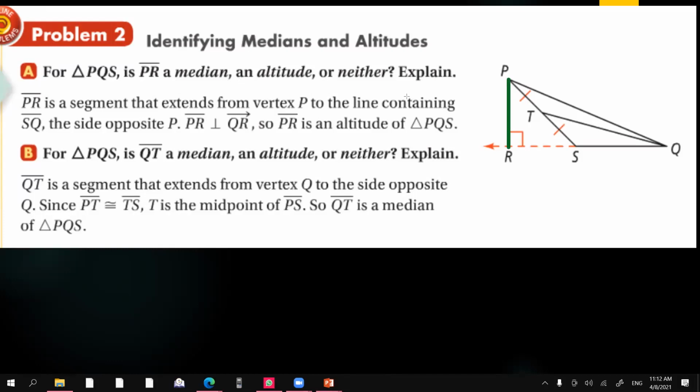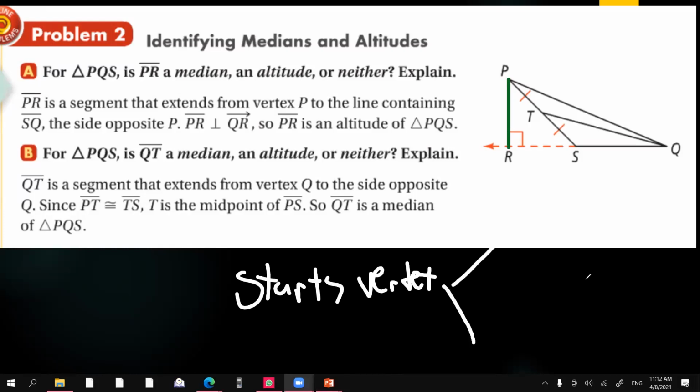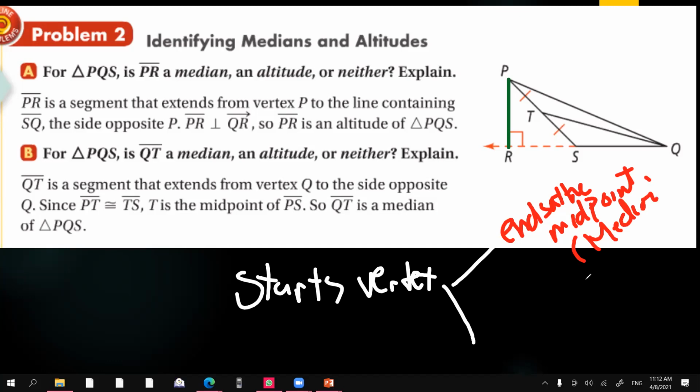Well, first you have to ask yourself, does it start from the vertex? Yes, so it starts from the vertex. Now then, two things. If it ends at the midpoint, what do we call it? Median. And if it is perpendicular, what do we call it? Altitude.